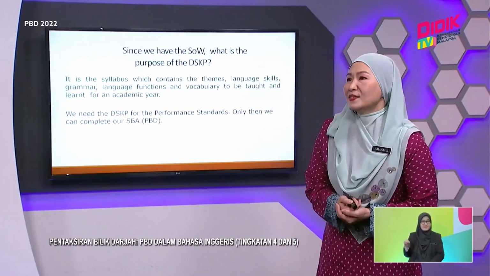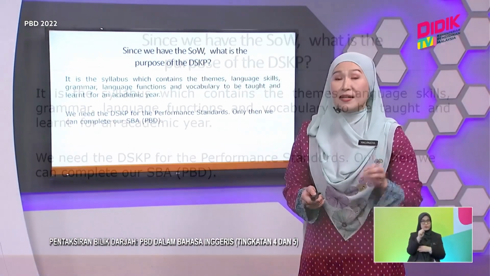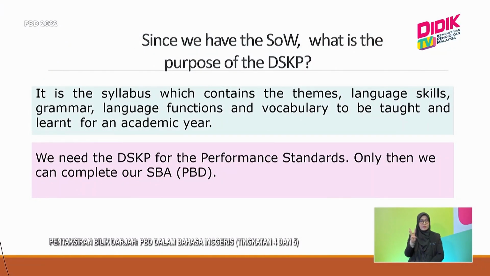Okay, in the first slide, there's a question here. Since we have the SOW, which is the scheme of work, that teachers refer to whenever they plan their lessons, what is the purpose of the DSKP? As you can see in the slide, it's very basic. In our SOW, we are only shown the learning standards and ideas on how to plan and execute the lesson. But in order to award the TP or the performance standards that the pupils deserve, we need the DSKP for that. Only then can we complete our SBA or PBD.